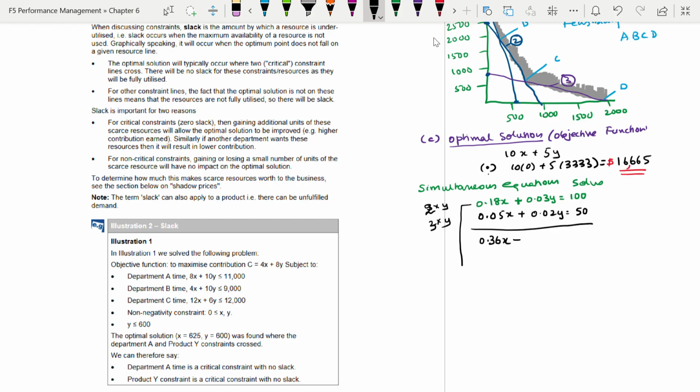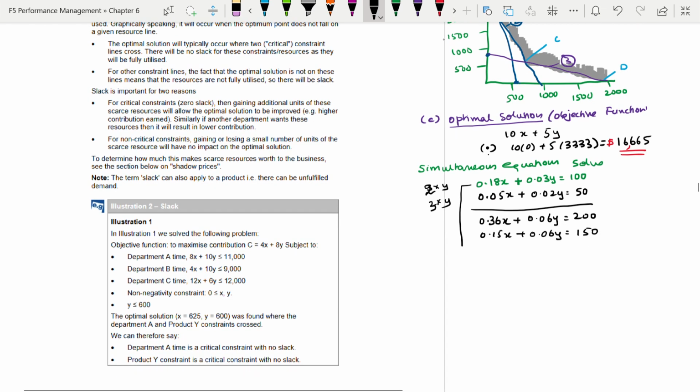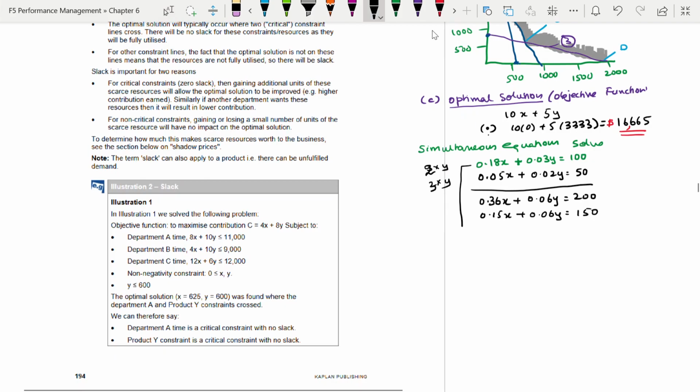0.336x plus 0.06y equal to 200. Here, if we multiply by 3, we get 0.15x plus 3 multiplied by 0.06y equal to how much? It comes to 150. I'm doing it very slowly.